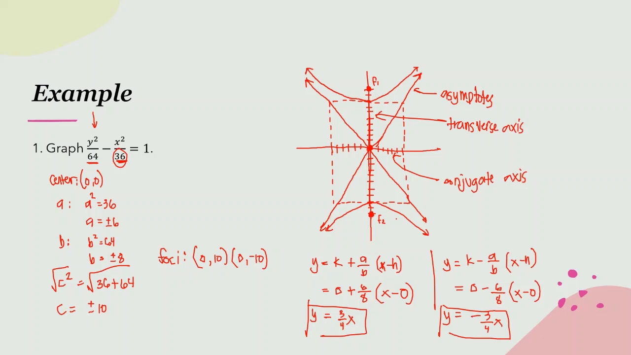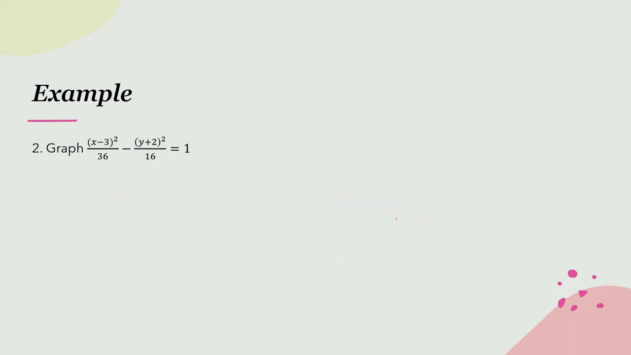Now let's move on to another example. We have here: graph (x minus 3) squared over 36 minus (y plus 2) squared over 16 is equivalent to 1. In this case, this is already in standard form. So what we have to do is to find the center. The center here is (3, negative 2). So let's try to graph that one.